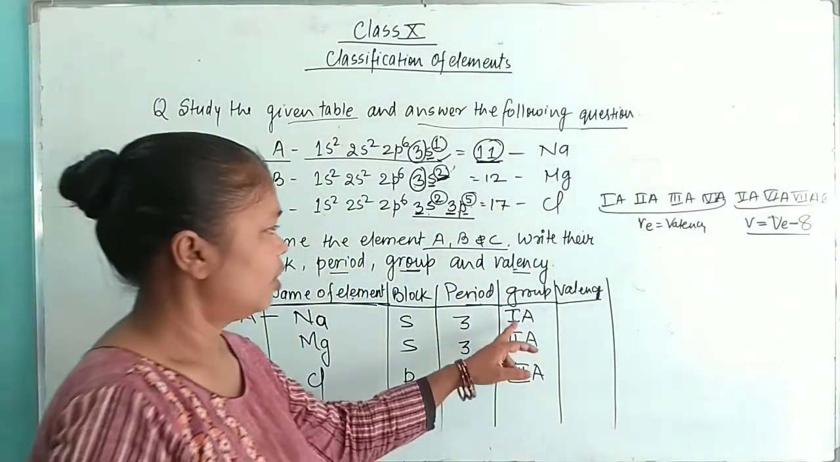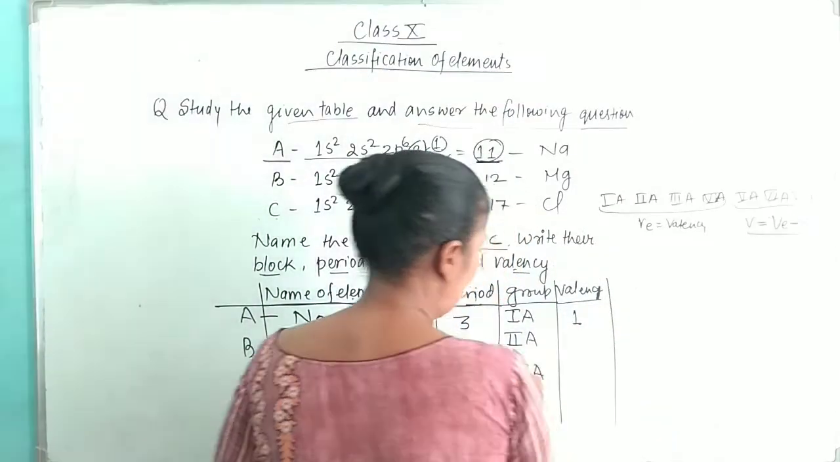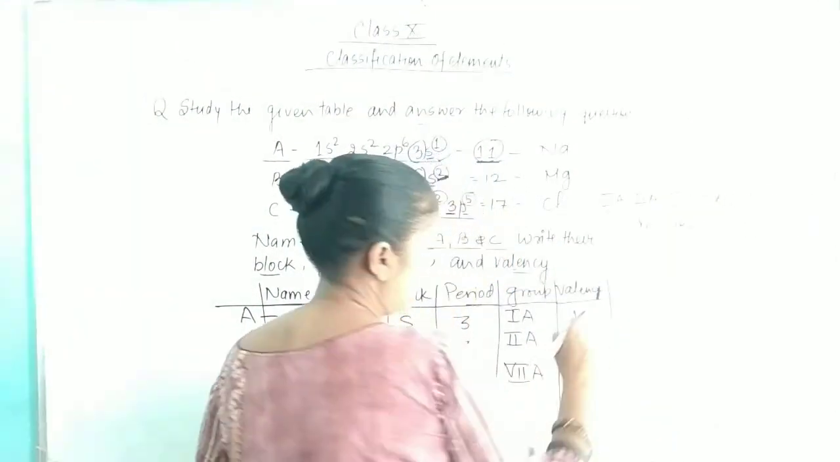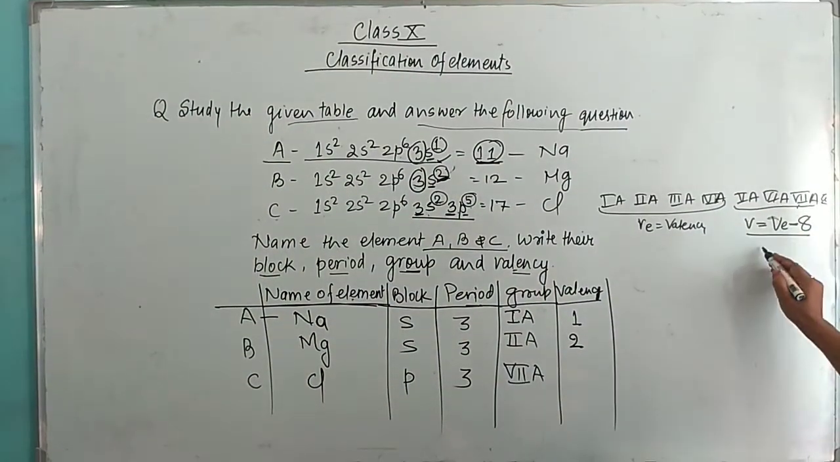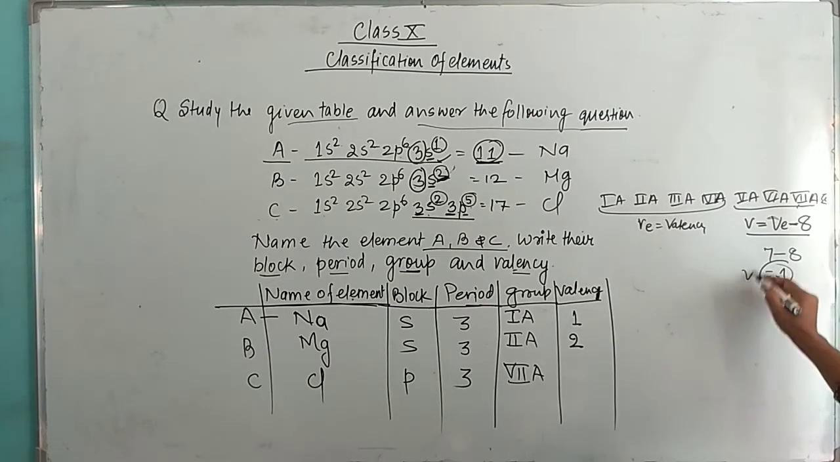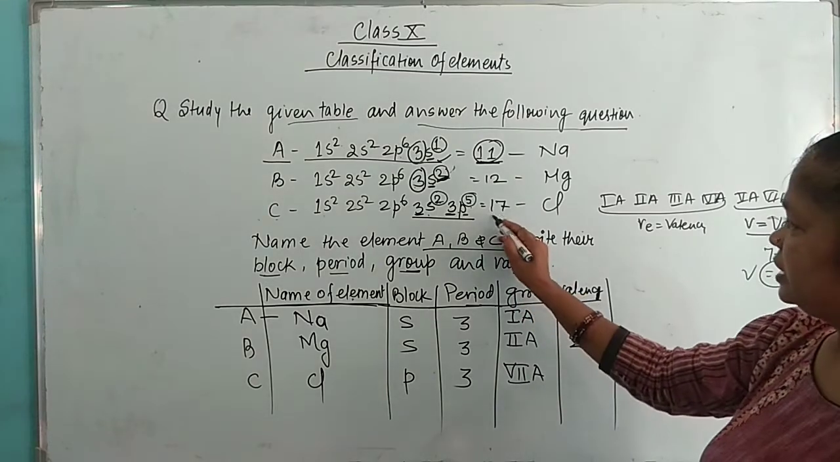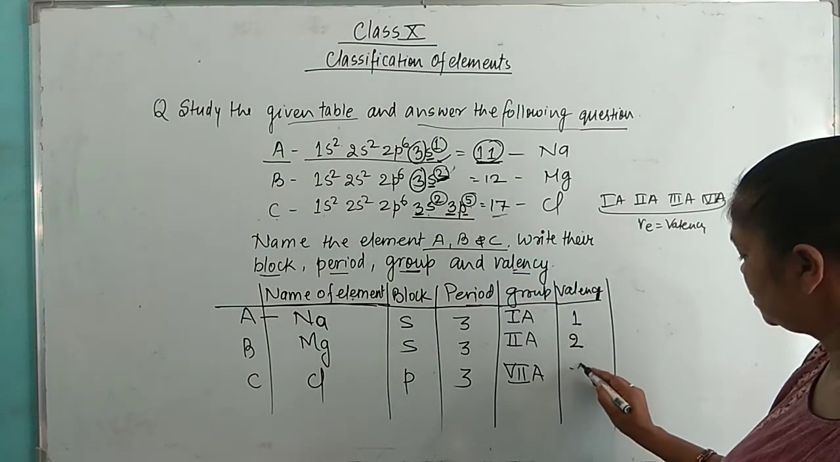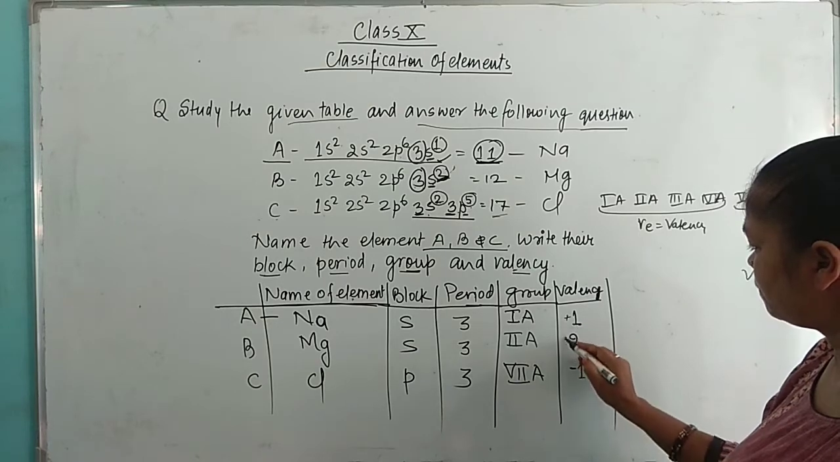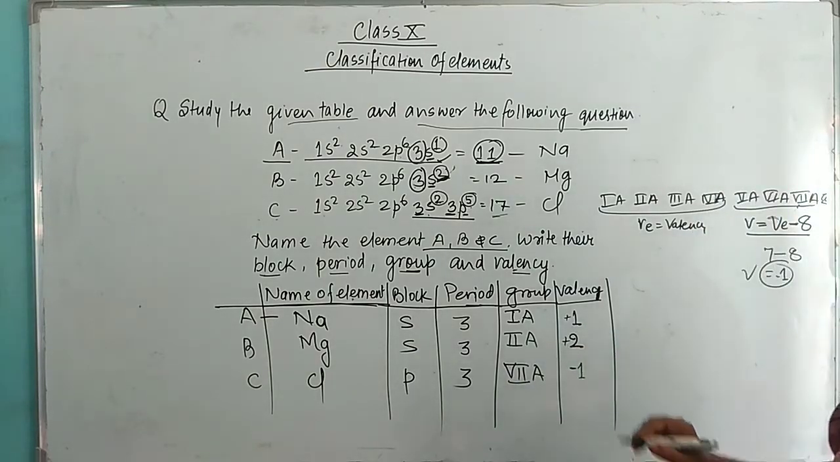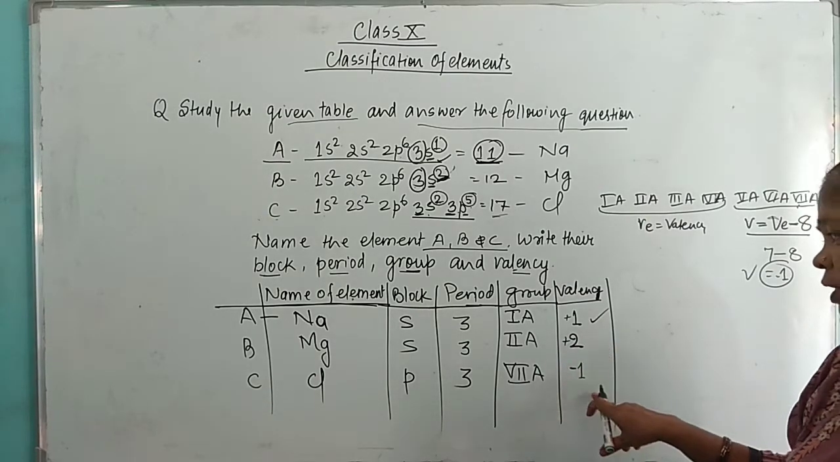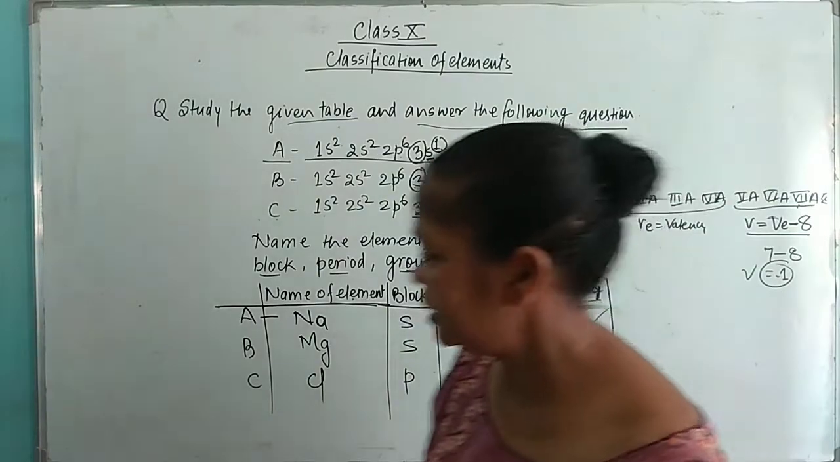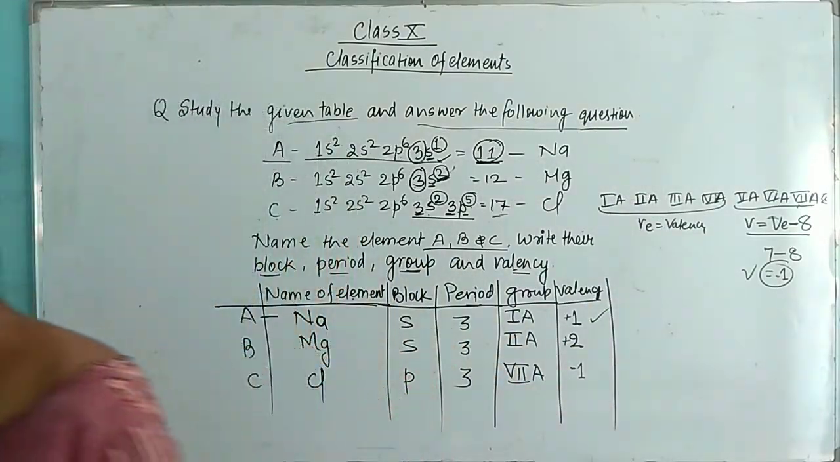So for the 1A group the valency is 1, for the 2A group the valency is 2, and for this 7A group element it will be 7 minus 8 is equal to minus 1. So this is the valency of this chlorine. It is minus 1. So the valency of sodium is plus 1, magnesium plus 2 and chlorine is minus 1. So this is how you have to do this question.